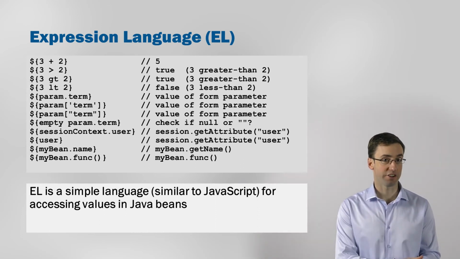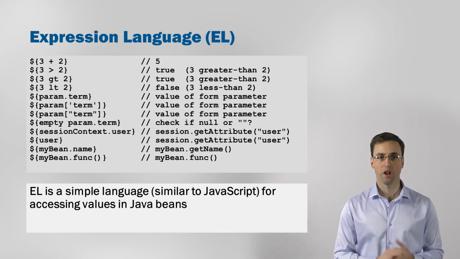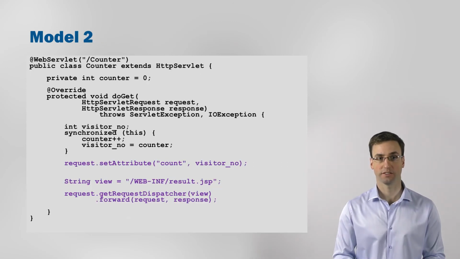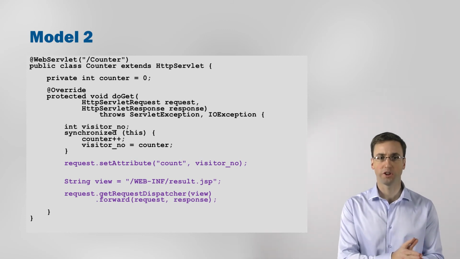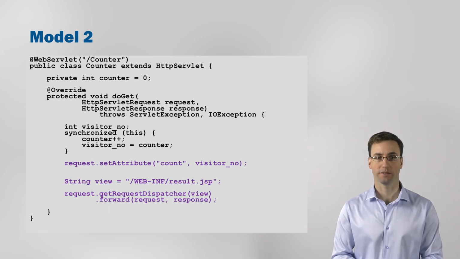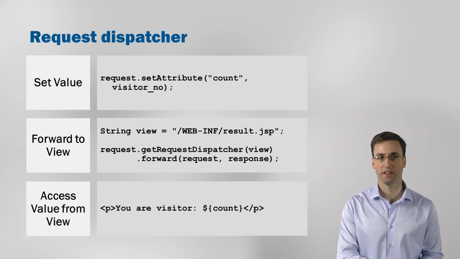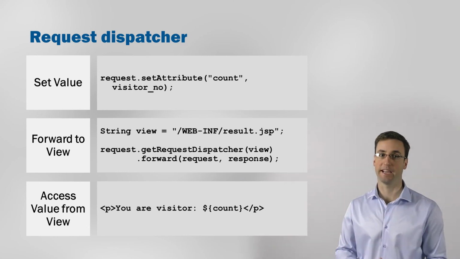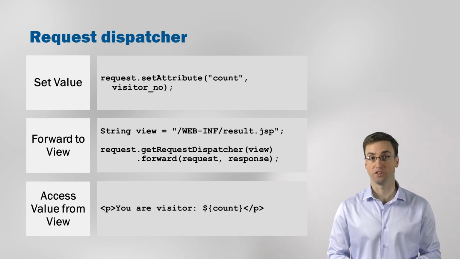Now, Java Beans integration and expression language is enough for Model 1, but what about Model 2? Remember that in Model 2, we need some way of passing control from a servlet to the JSP page. Here's an example of a counter application written in a Model 2 architecture. Note that the servlet forwards control to a JSP page using the request dispatcher. And this is all it takes to make a Model 2 application. The servlet does its computation, it sets the result in the request attribute, and then it passes control to the JSP page using request dispatcher. From the request dispatcher, those attribute values can be read using expression language.